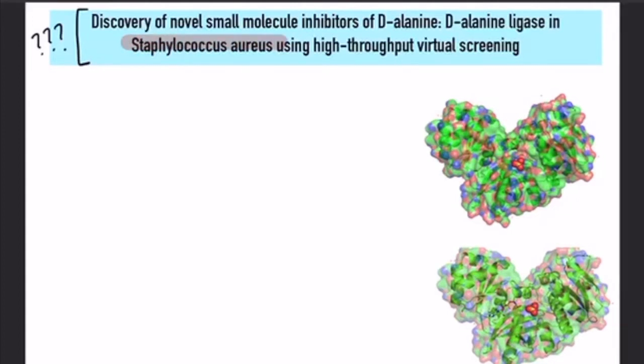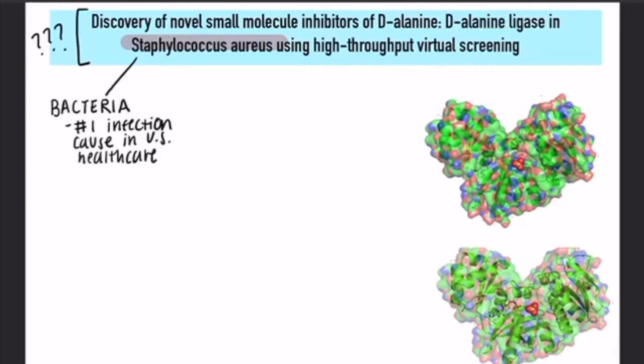S. aureus is the bacteria that causes staph infections and is the leading cause of infections in U.S. healthcare facilities. Exposure to the S. aureus pathogen can lead to a variety of ailments, including cellulitis, pneumonia, endocarditis, toxic shock syndrome, bacteremia, and sepsis. And I'm sure you're thinking, don't we have drugs to treat that? And my answer is yes and no.